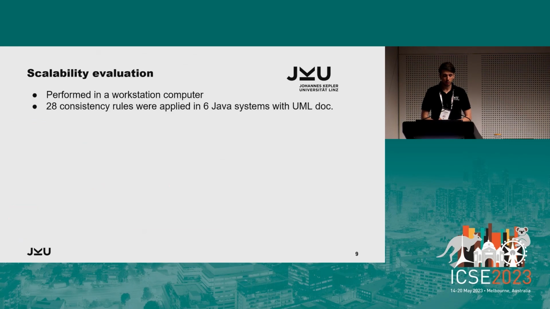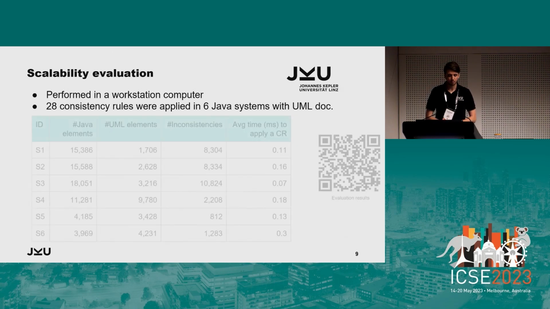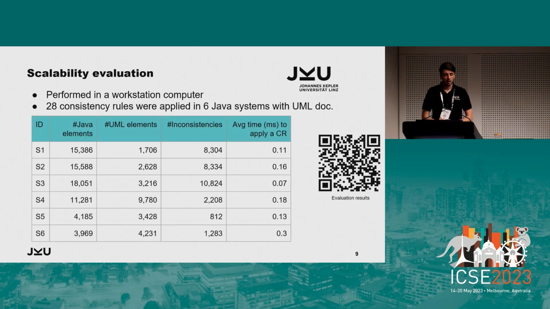We have also performed a scalability evaluation using 6 open source Java systems that contain UML documentation. And we have applied 28 consistency rules to check the inconsistencies of these systems. And the results, a lot of numbers here, but the important part is that we are able to apply the approach in larger systems with up to 18,000 elements on the source code side and 9,000 on the UML side, and within a reasonable amount of time. And further details are available in our repository online.